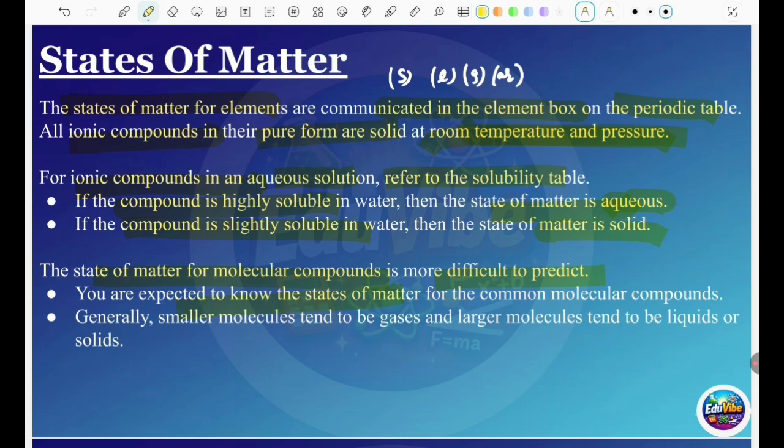You're expected to know the states of matter for the common molecular compounds. There's no easy way to work out the state of matter for molecular compounds, so you have to know them for the common ones. Generally, smaller molecules tend to be gases and larger molecules tend to be liquids or solids. As we do the reactions, you will come to know which molecular compounds we use regularly, in almost every topic.